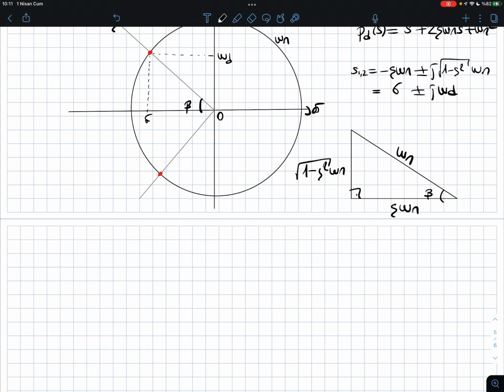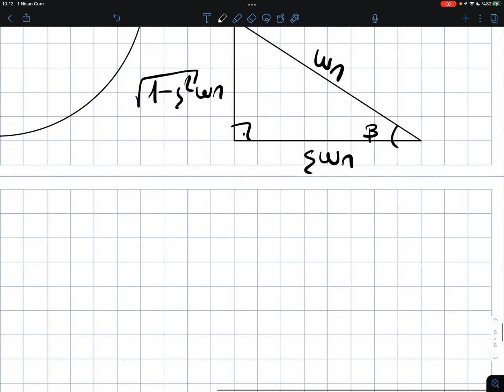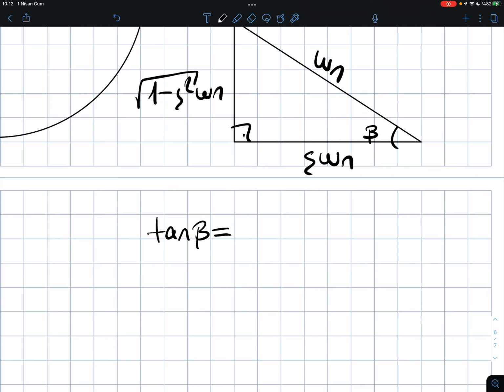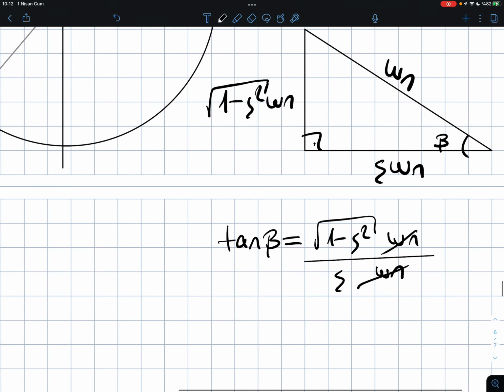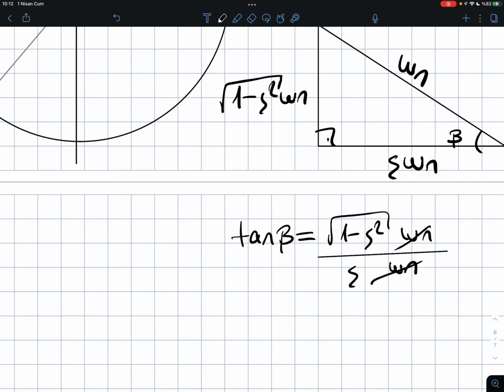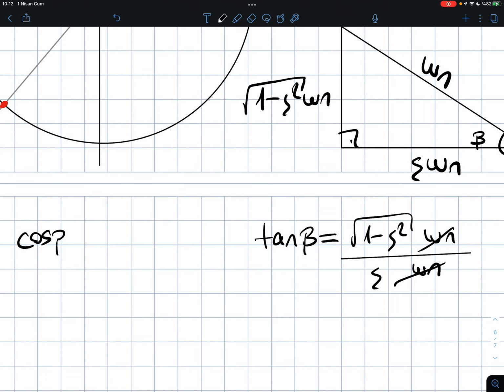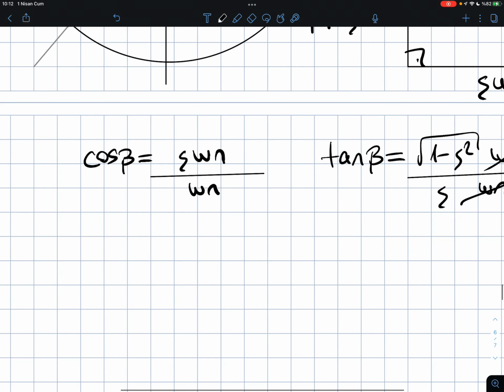And this is 90 degrees. So if we want to find the angle beta here, we can use the tangent or we can use the cosine. Both will work. For example, tangent beta is equal to the square root of 1 minus zeta squared times omega n divided by zeta omega n, where these vanish and we have this. Tangent beta is basically the square root of 1 minus zeta squared divided by zeta. Or a much simpler approach is to look for the cosine. What is the cosine of beta? It is zeta omega n divided by omega n. Therefore, the cosine beta is actually zeta itself.